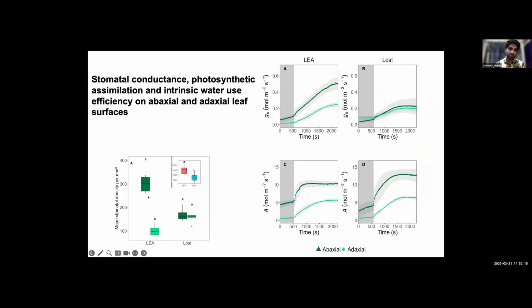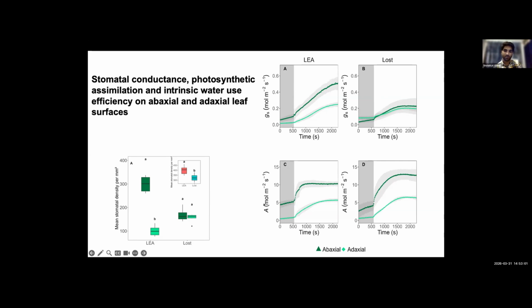Okay, so this is again the results of the stomatal density that I have shown previously. To understand how this different stomatal density translates to the stomatal conductance in the two species, it was perfectly corroborated, because Lea, which had higher stomatal density on the abaxial surface, has higher stomatal conductance on the abaxial surface than its adaxial surface, which had the lower stomatal density. Whereas in the wild species, which had similar stomatal density on the two surfaces, the stomatal conductance was also similar on the two surfaces.